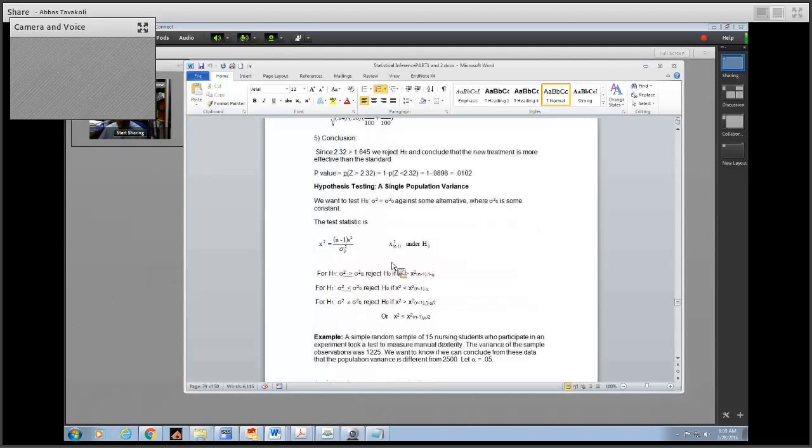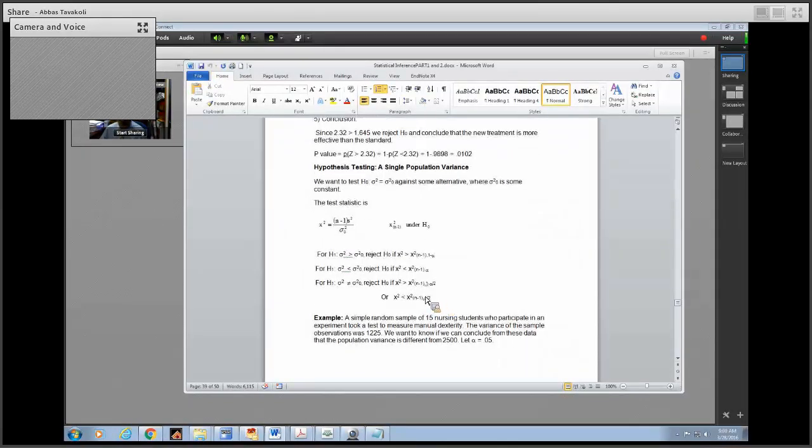Question 8, we have a simple random sample of 20 patients who participate on level of anxiety. The variance of the sample for the test was 1600. So we wanted to know if we can conclude from the data that this variance is different from 2000. So remember, this is testing the population variance. When you have one sample, you use the chi-square test. You put the sample information multiplied by n minus 1, and then divide by the hypothesized variance.